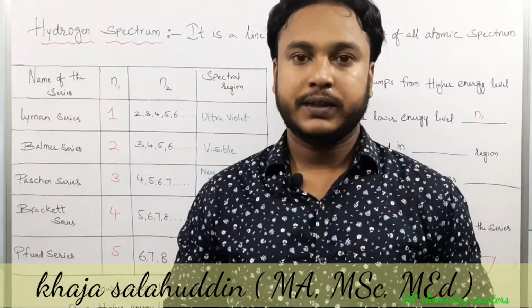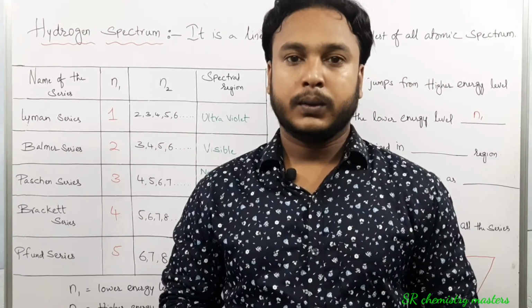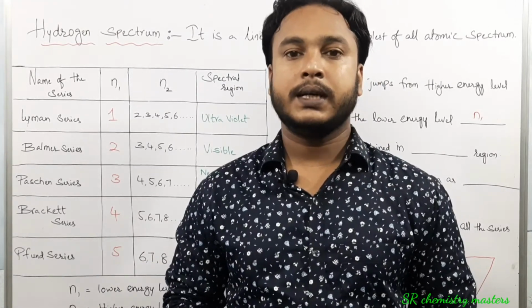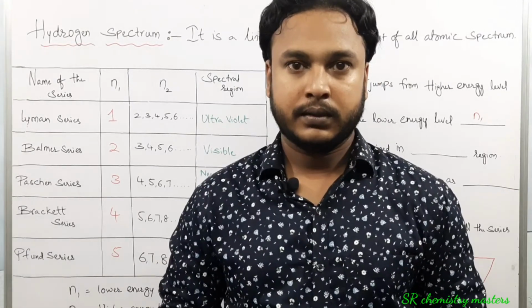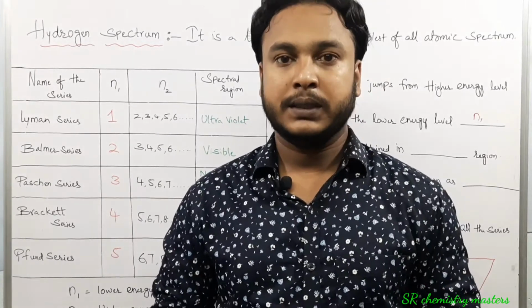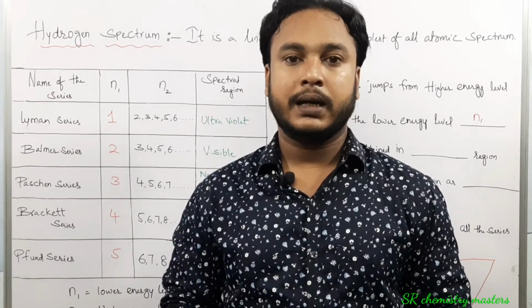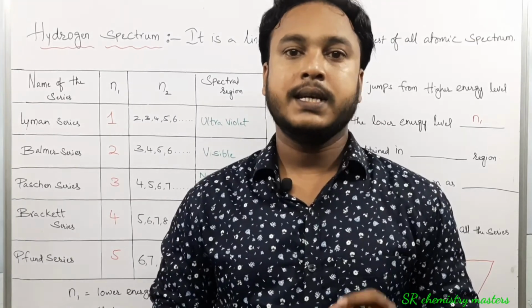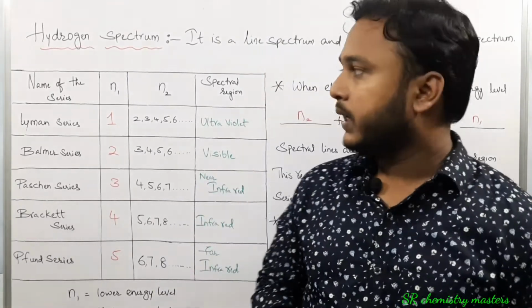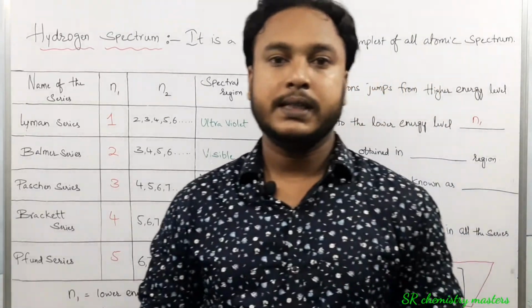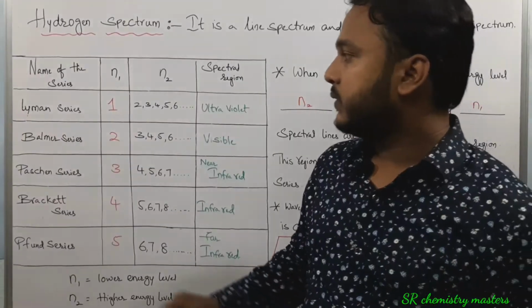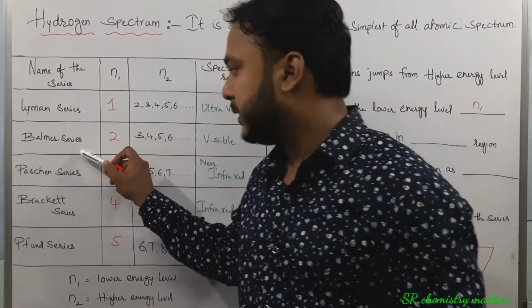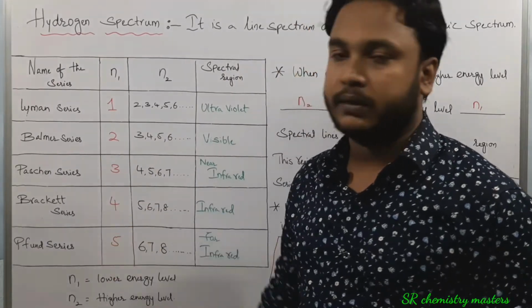When a high potential difference is applied through the discharge tube containing hydrogen gas, a bright light is obtained. When that light is passed through the prism, different types of lines are obtained in the form of spectra. That is considered as the hydrogen spectra. In the hydrogen spectra, we have 5 different series of lines. The first one is the Lyman series, the second one is Balmer, Paschen, Brackett and Pfund.